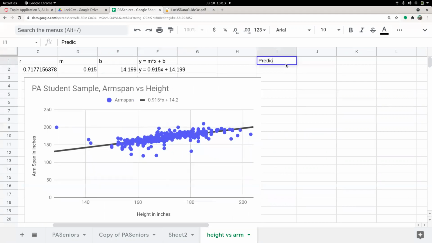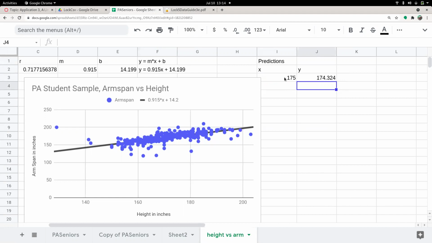All right, predictions. And to make a prediction, you pick a number for usually the independent variable, the explanatory, and then calculate using the equation the response variable. So I'm going to say, all right, let's pick like 175 centimeter person. So prediction X is 175. Then Y, I want to calculate based on this equation right there. So I'm just going to have to type that out. So equals the slope, 0.915, times this X value right there, plus my Y-intercept, 14.199, enter.